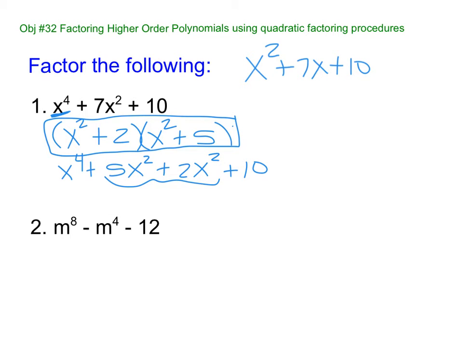All right, so for this one, it's pretty much the same process. So what times itself is m to the 8th? m to the 4th, m to the 4th. Now that's important so that when we FOIL it out, we get m to the 4th in the middle. We're multiplying to negative 12, combining to negative 1, 3 and 4 with a negative 4.